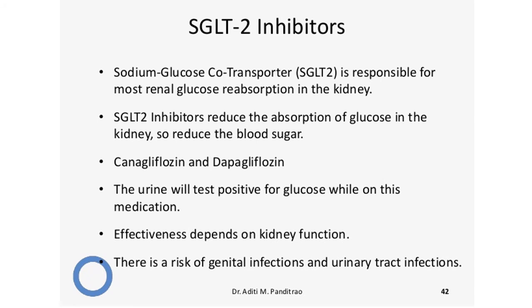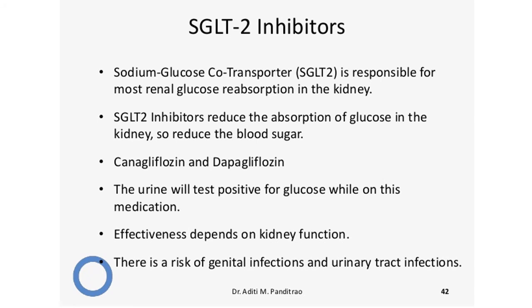Next class of drug is sodium glucose co-transporter inhibitors. This sodium glucose co-transporter is normally present in our kidney and it is responsible for most renal glucose absorption in the kidney. There are two transporters, SGLT1 and SGLT2, but the SGLT2 is mainly responsible for most renal glucose reabsorption. So they reduce the absorption of glucose in the kidney, so they will reduce the blood sugar.